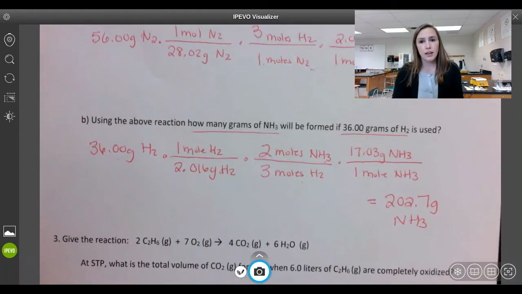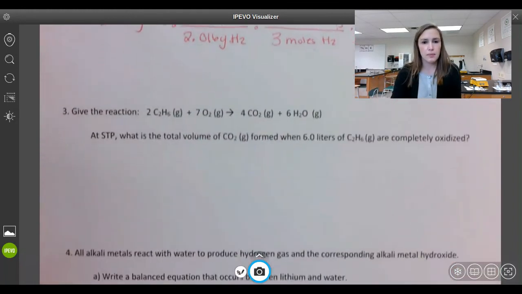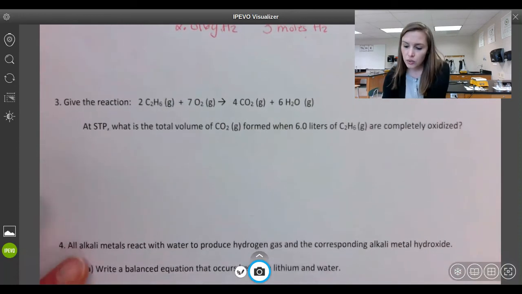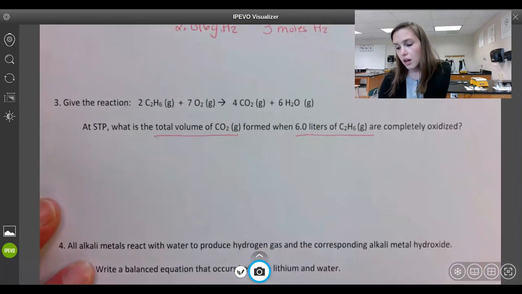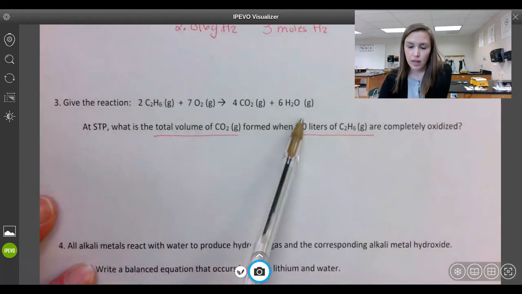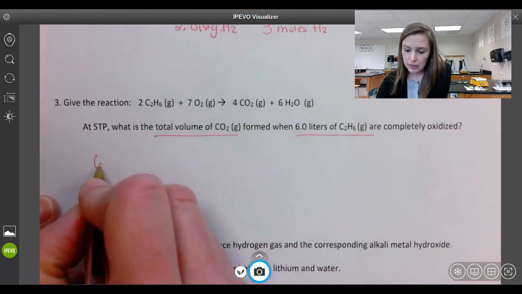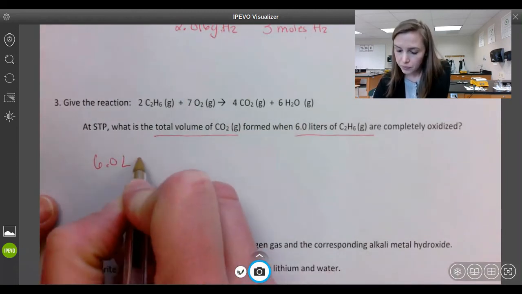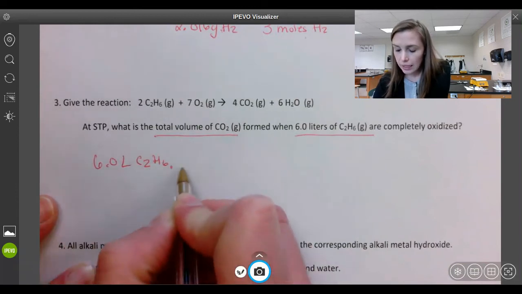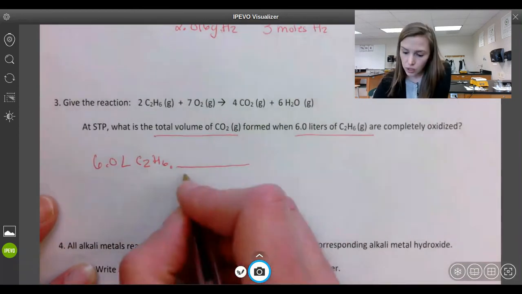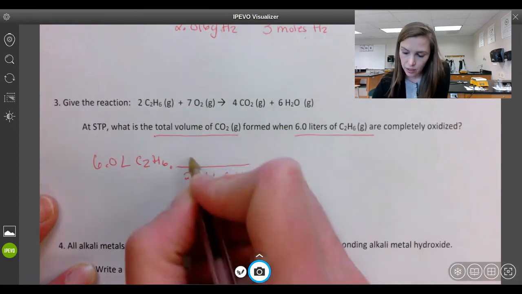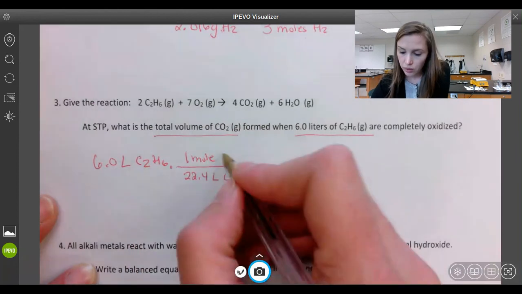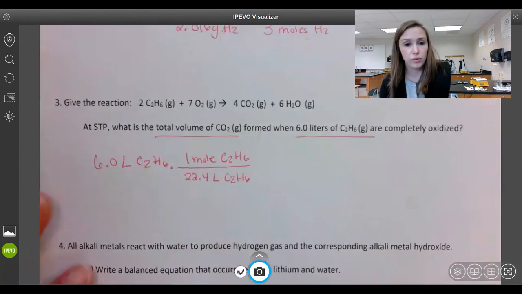All right, let me just show you one with volume, just because it might have been a while since you've seen molar volume. Here it's asking what is the total volume of CO2 formed when 6 liters of ethene are completely combusted. We can see the reaction up here. So here we're starting with liters. And if you remember back, we did talk about how if a gas is at STP, 22.4 liters of that gas at STP is equivalent to 1 mole of its, in this case, molecules.